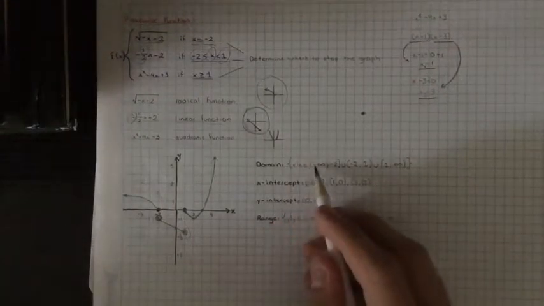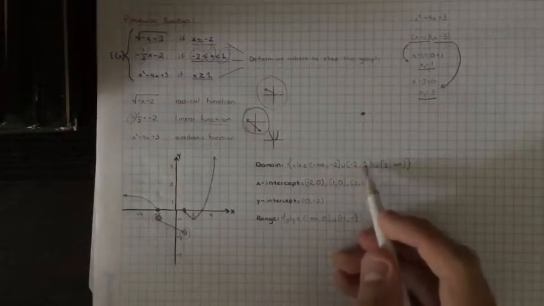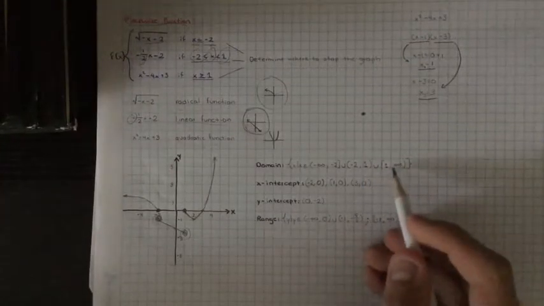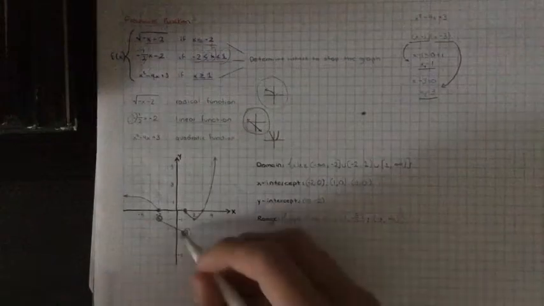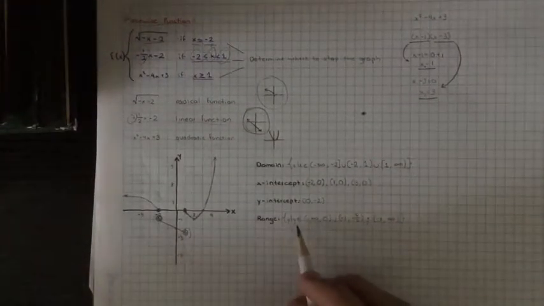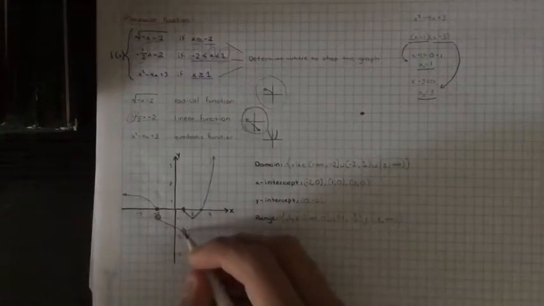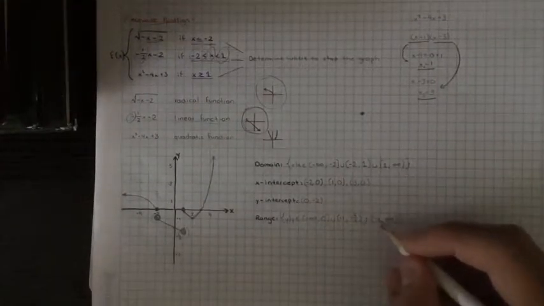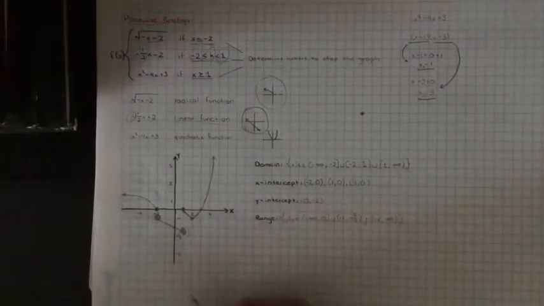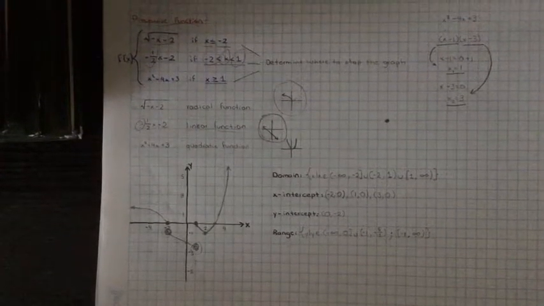So the domain is x from minus infinity to minus 2 with minus 2 included, union minus 2 not included to 1 not included, union 1 included to infinity. The x-intercepts, of course, are (minus 2, 0), (1, 0), and (3, 0). The y-intercept is (0, minus 2), and the range is y from minus infinity to 0, union minus 1 to minus 5/5, because it ends here. It does not end in a concrete number, and minus 1 to infinity because of this point over here. That's it. At the end, we managed to graph and identify the conditions of each piecewise function, also determining their domain and range, along with their x and y intercepts.